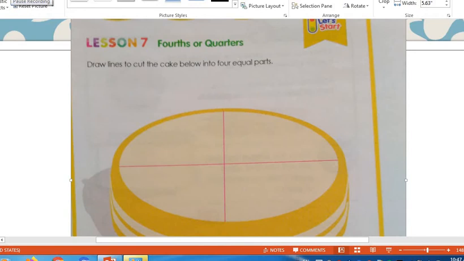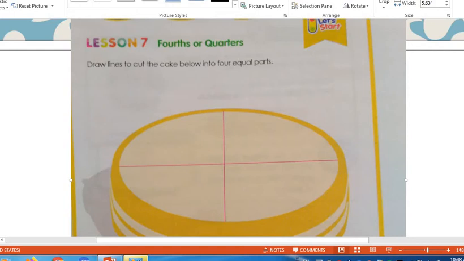In the last lesson, you learned how to divide shapes into halves. Today, you will practice dividing shapes into fourths or quarters. Now we're going to learn how to divide shapes into fourths or quarters. How can we partition shapes into fourths or quarters? What do you think? You can draw lines to divide shapes into 4 equal shares.